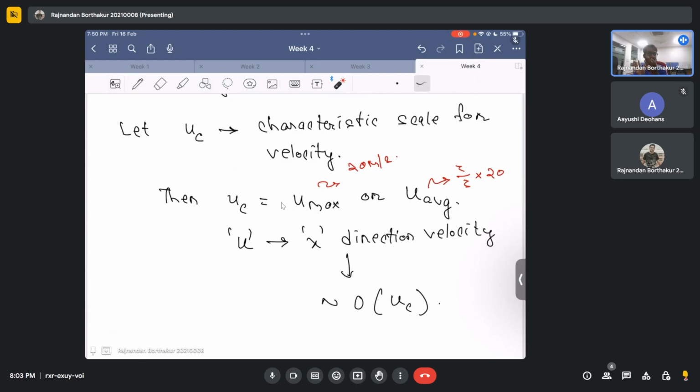as either U max or U average, the actual velocity field that we get should be close to these quantities. That is what the meaning of order actually suggests. It's not exactly equal to 20 or 2/3 of 20, but it's a ballpark figure between these two quantities. So that's the idea of choosing characteristic scales.